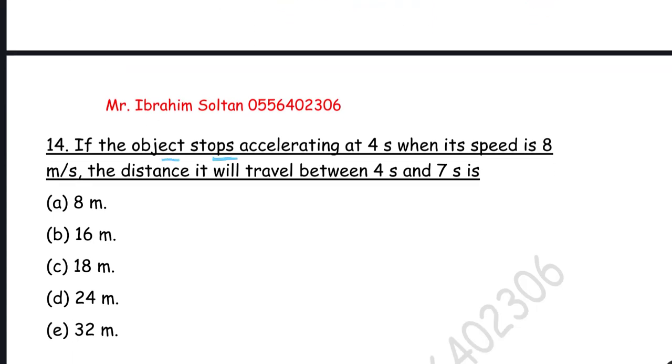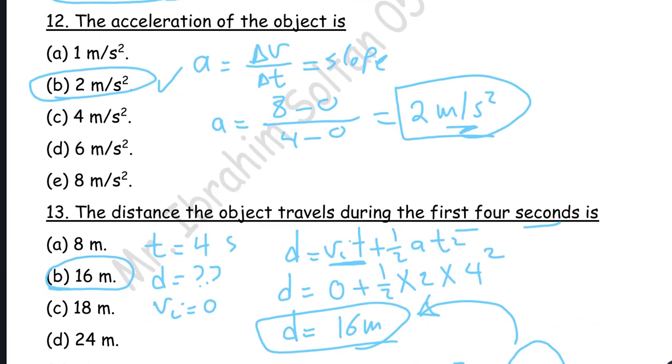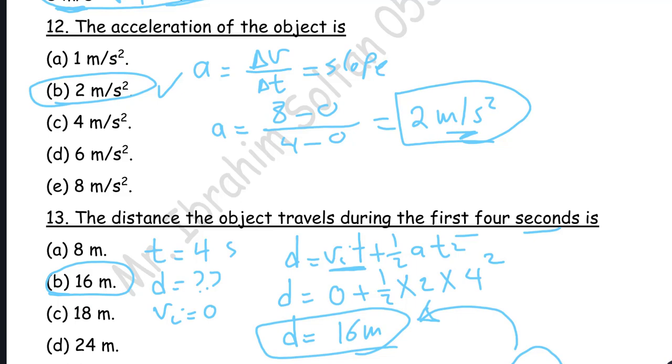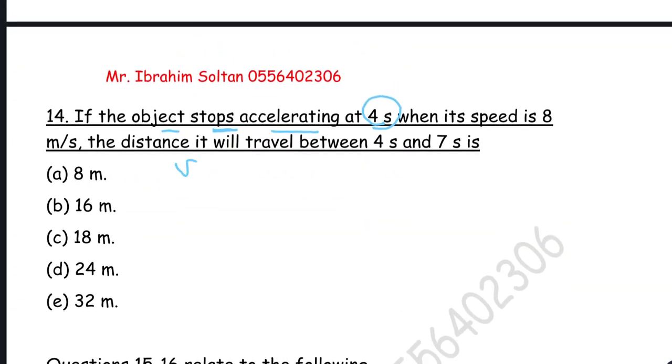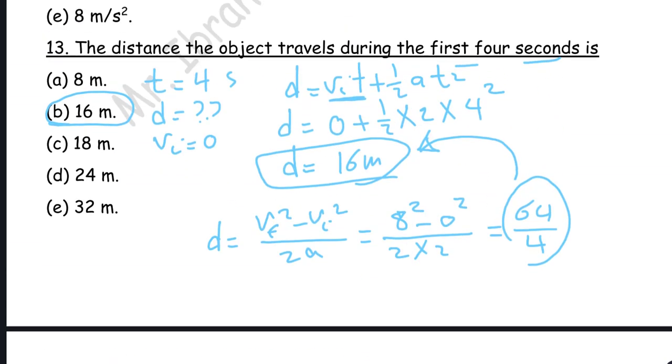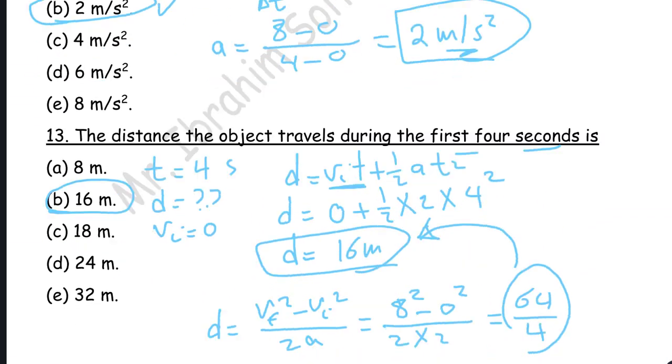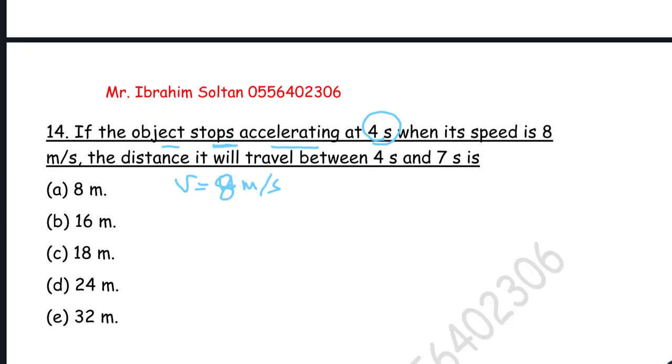If the object stops accelerating at 4 seconds, the previous object stopped accelerating when its speed became 8 meter per second. So V here is 8 meter per second. Okay, guys? Now it is moving with uniform speed or velocity, right? Or constant speed.